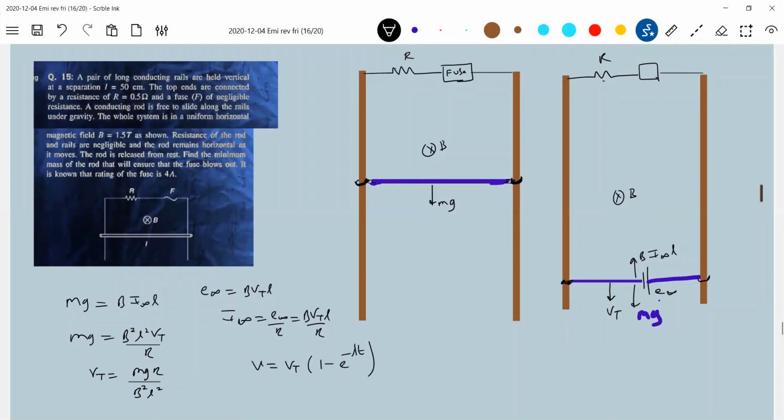Let's not bother. Find the minimum mass of the rod that will ensure that the fuse blows out. So this is the expression for V. Then what is the expression for I? I will be BLV by R. Since he has given values, it will be easy for you. I'm just discussing theoretically. So what will happen to the current also? Here also it will increase with time. The current also will definitely increase with time.